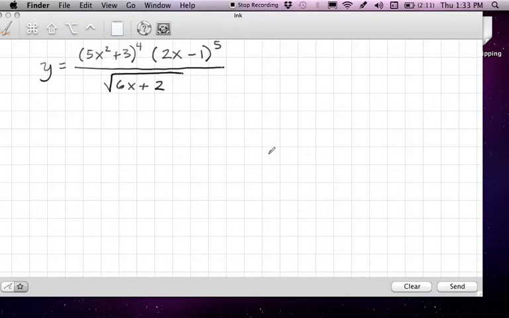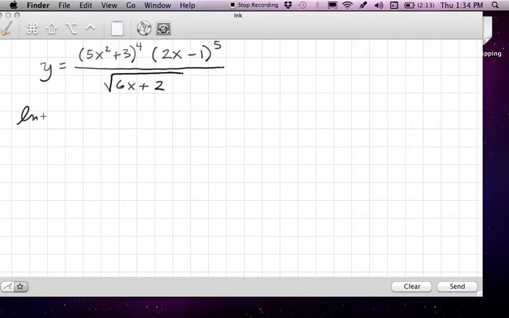If I wanted to find the derivative, I would need to use the quotient rule first, with this as my u and this as my v. Then to find u prime, I would have to use the product rule for this one. And then in turn, for its product rule, I'd have to use chain rule. And then for this one down here, I'd need to use chain rule. Doable, but extremely messy.